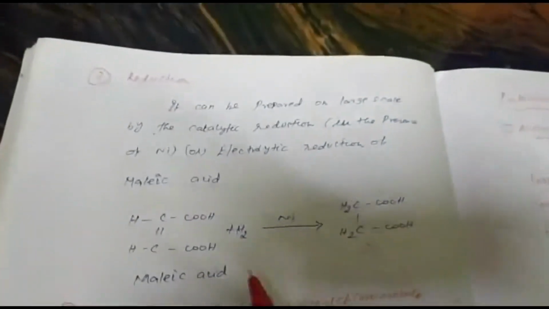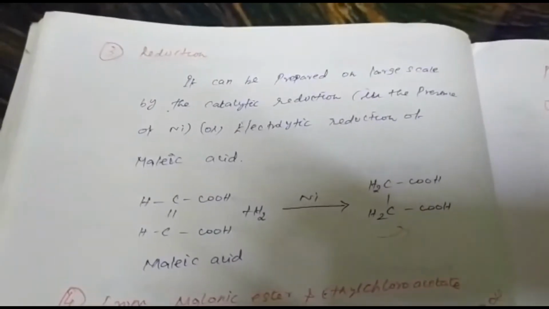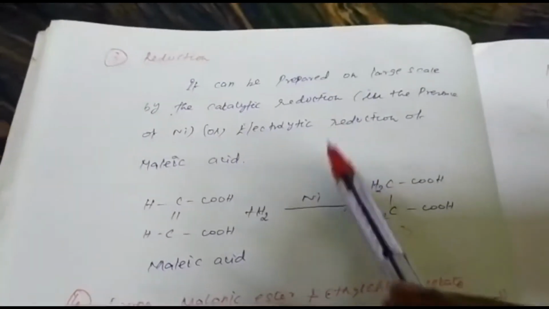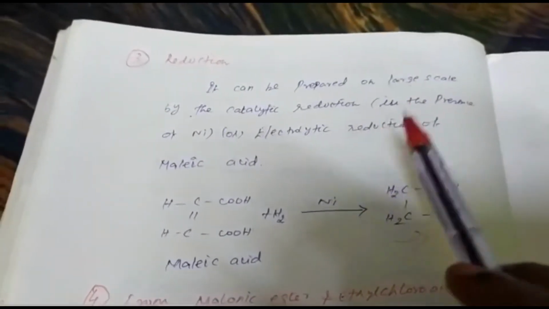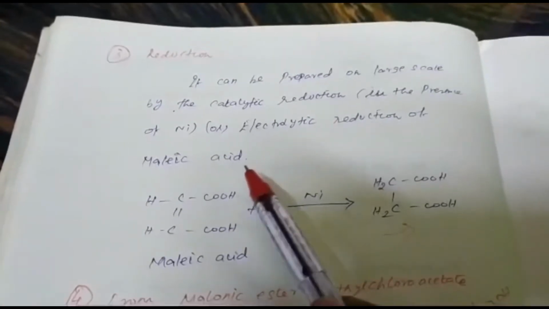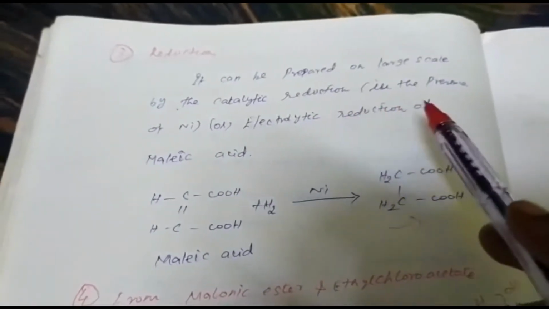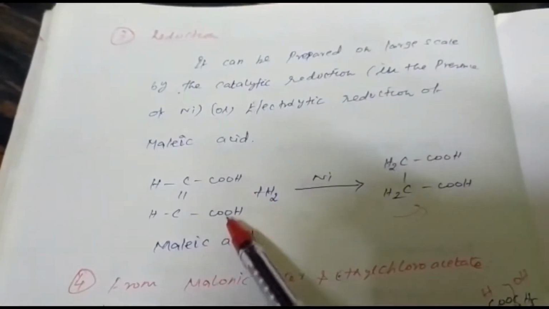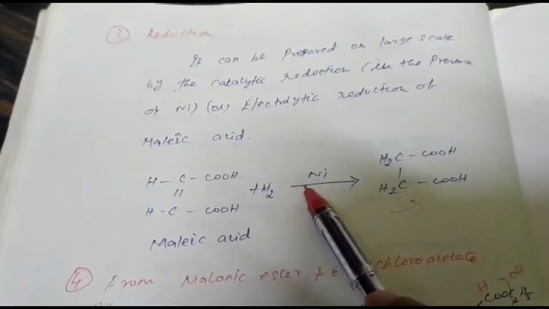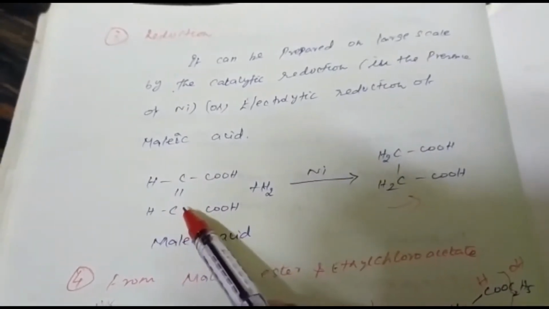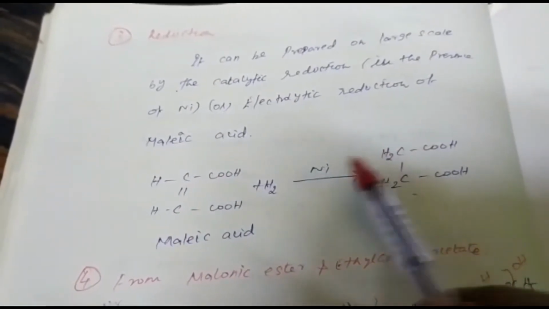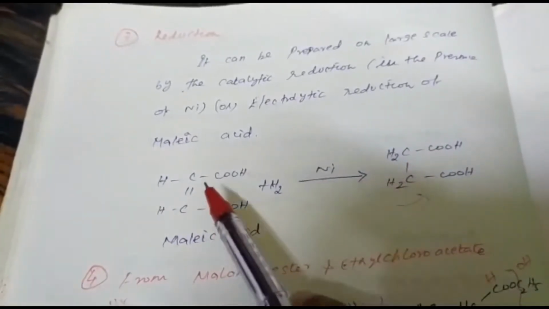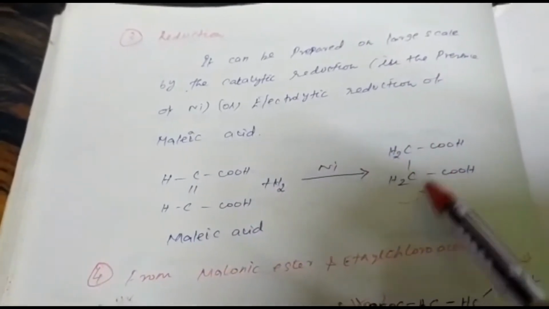The third preparation is reduction. In large scale preparation of succinic acid, we use catalytic reduction. Nickel is used as the catalyst in catalytic reduction, or the unsaturated acid undergoes electrolytic reduction to form succinic acid. So this is the unsaturated acid. It undergoes reduction. The unsaturated acid is reduced to saturated, so the C double bond C is converted to C single bond C, to get succinic acid.